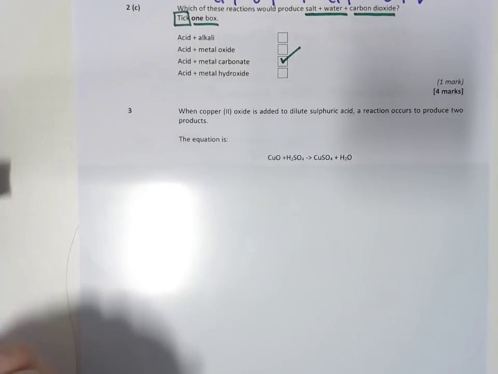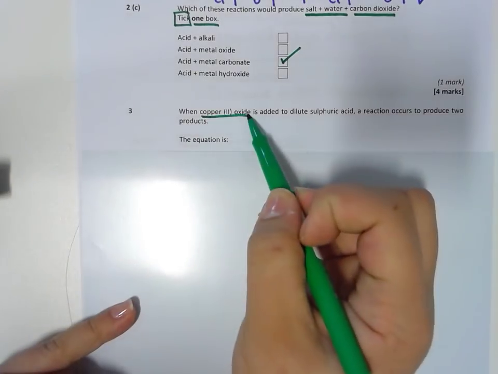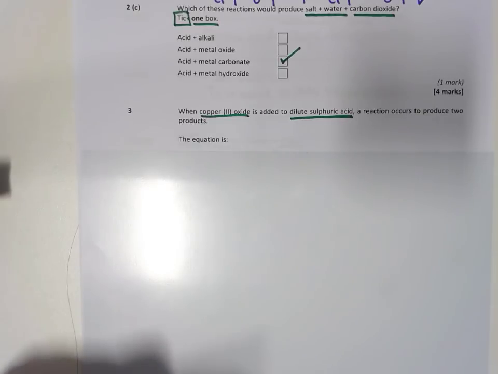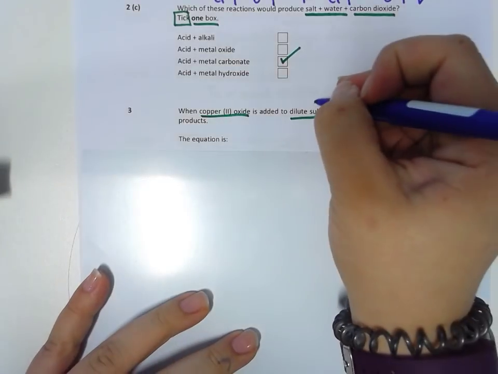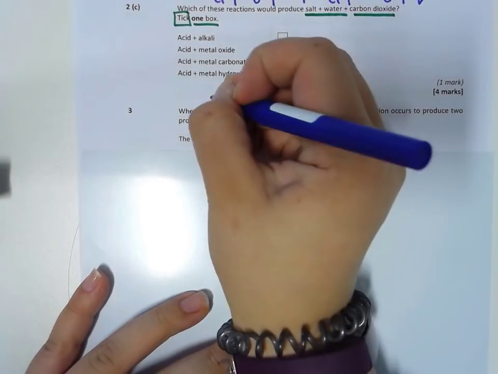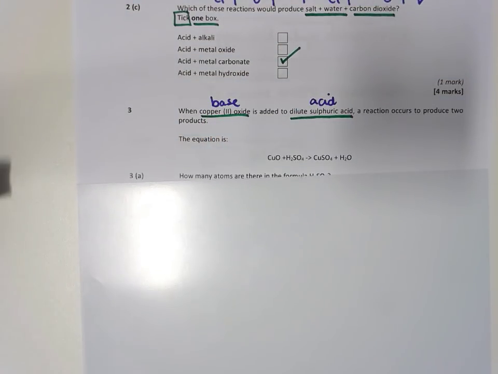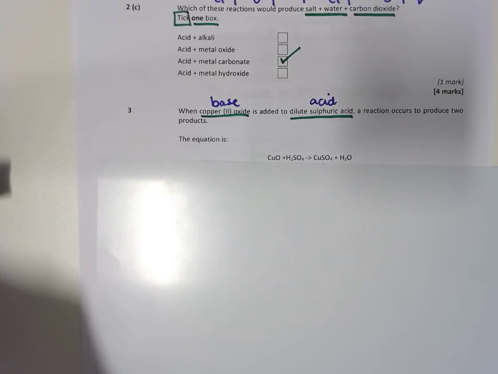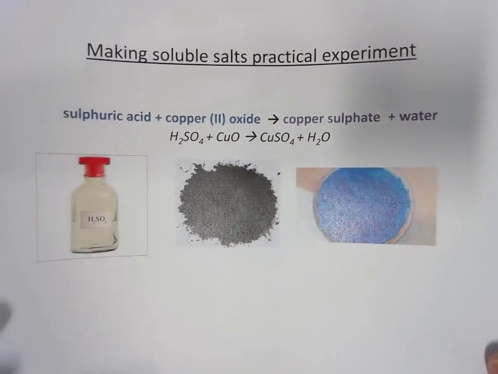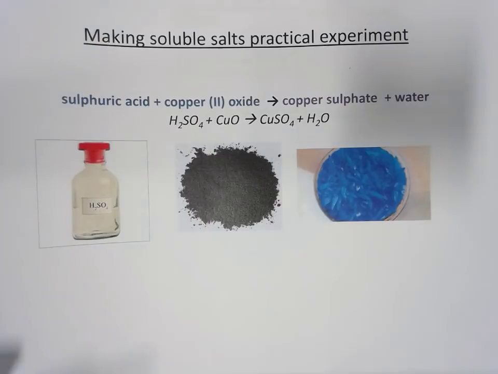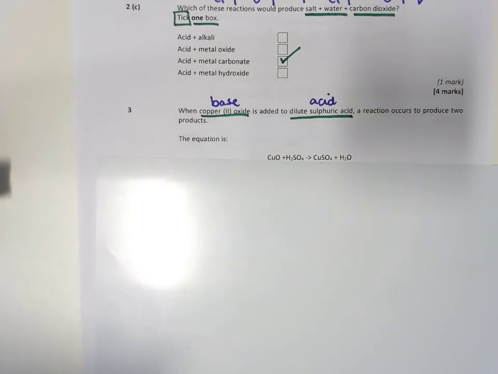Next question here. So when copper oxide is added to dilute sulfuric acid, a reaction occurs to produce two products. Remember, this is our acid, and it's good to annotate this is our base. So the equation is here, and you'll remember this is the actual experiment that you did to make crystals. You added sulfuric acid and copper oxide to make beautiful blue copper sulfate crystals. Now I'll come back to that later.